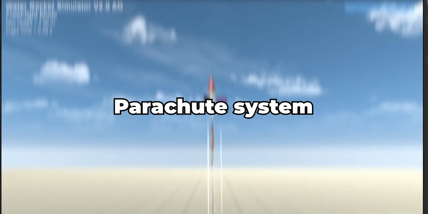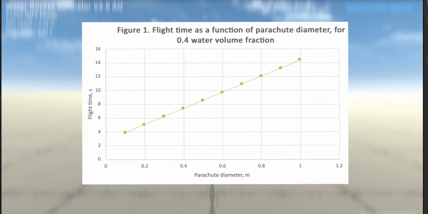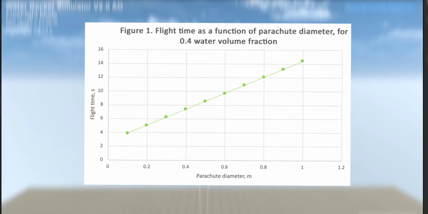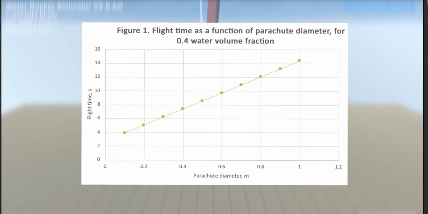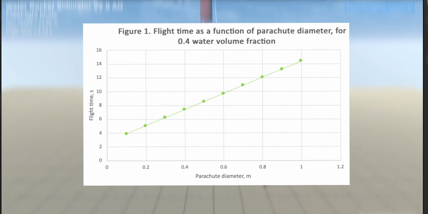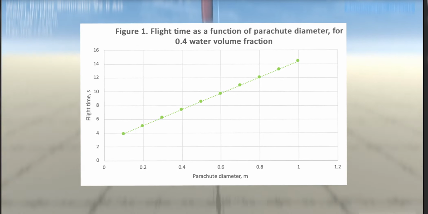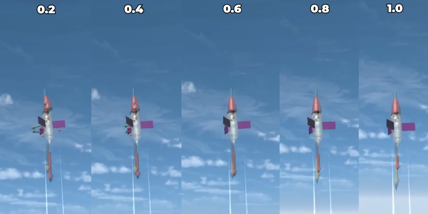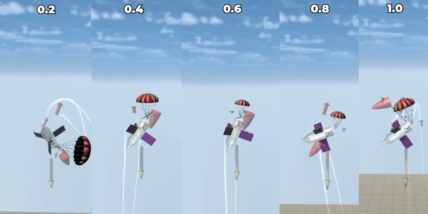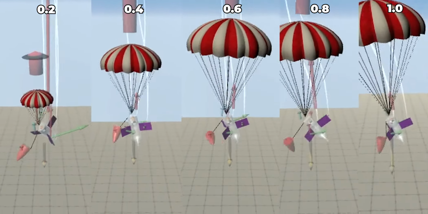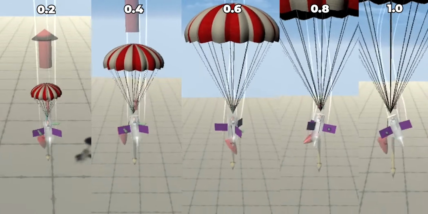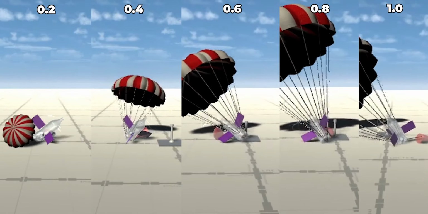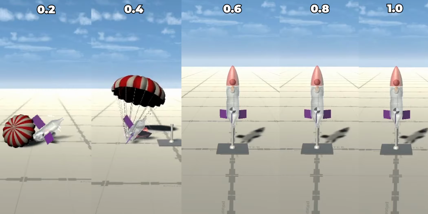Another key aspect of the project was the parachute system. Setting the water fraction at the calculated optimal 0.4, theoretical values for flight times with varying parachute diameter were found. The figure 1 graph shows the results. The relationship was found to be linear. Flight time increases as the diameter of the parachute increases. This conclusion was also reflected in Unity simulations. However, what wasn't theoretically reflected were practical packing constraints. Our group determined that a 0.8 diameter parachute was the largest we could go with this in mind.